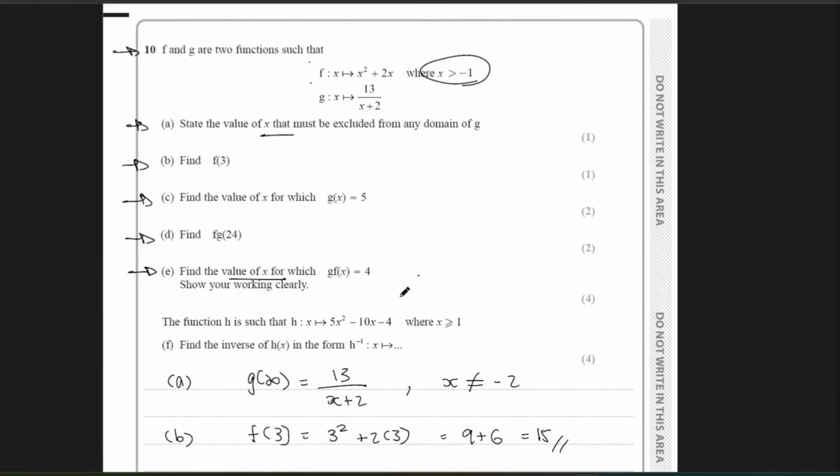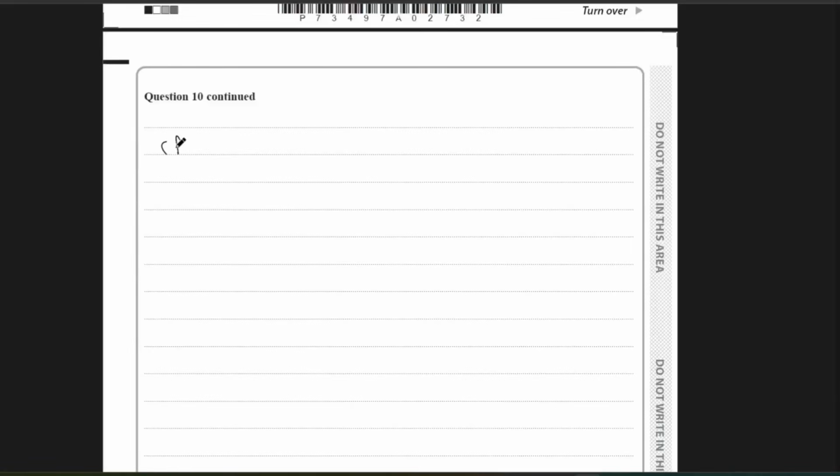So we have one more question remaining here, question number F. The question says, the function h, a new function, is such that h of x is equal to a quadratic 5x squared minus 10x minus 4, where x should be greater than or equal to 1, we need to find the inverse of h of x. So this is question F.